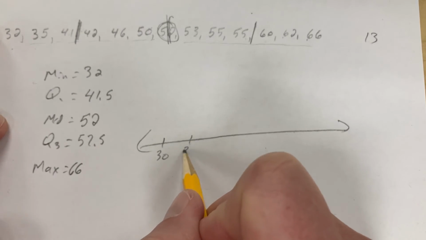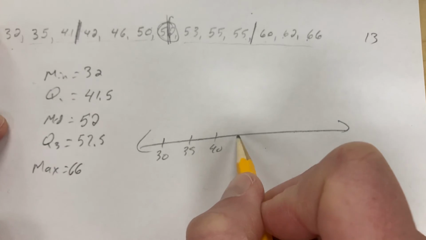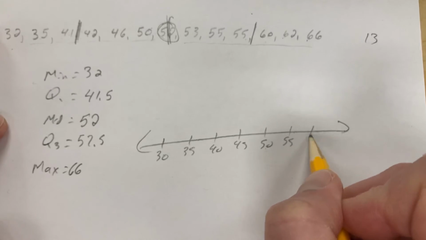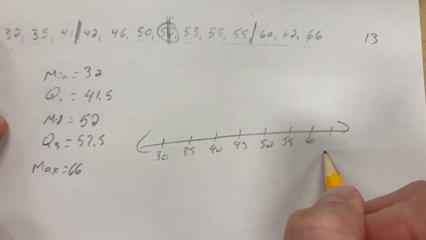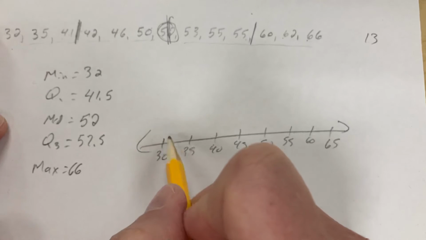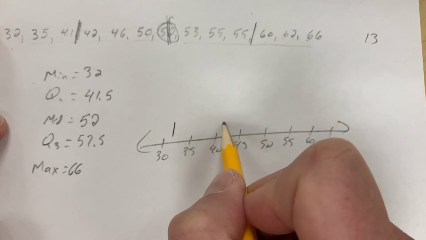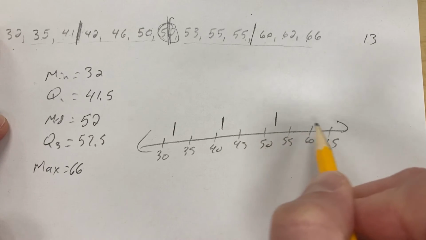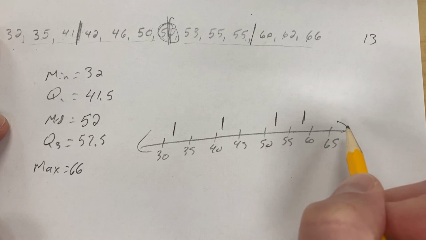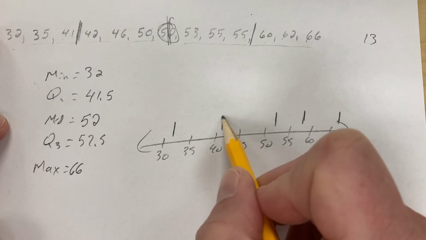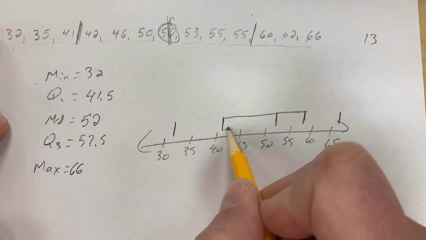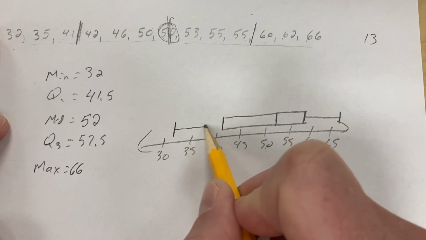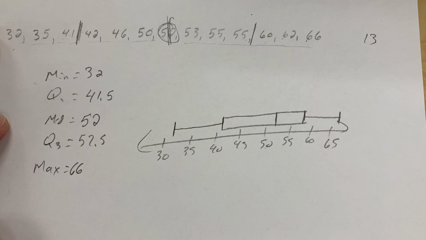Okay. So now when I make my graph here, I'm going to do it a little different. I'm going to go 30, 35, 40, 45, 50, 55, 60, 65. All right, so 32 would be right about there, 41 and a half right about there, 52 right about here, 57 and a half right in the middle, 66 would be right about there. Let's go line this way, let's go line this way, line out, and there's our box plot.